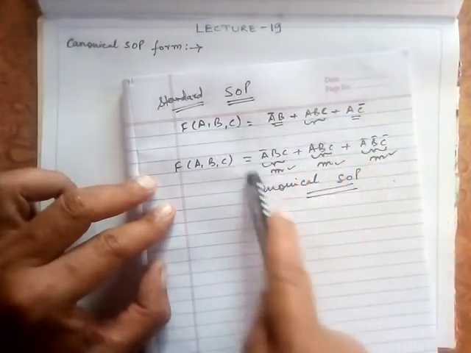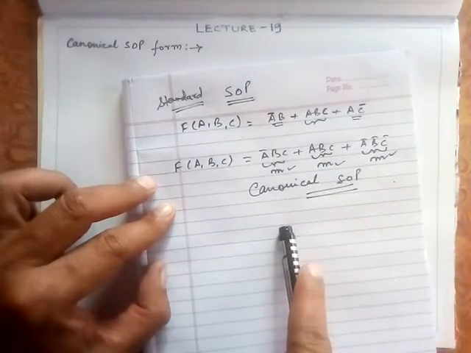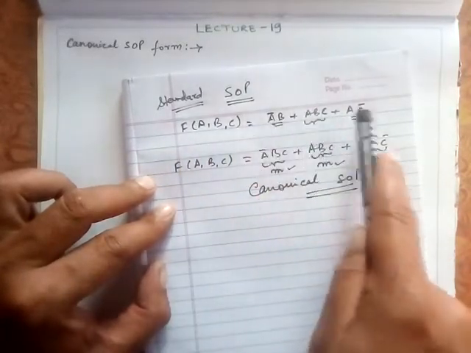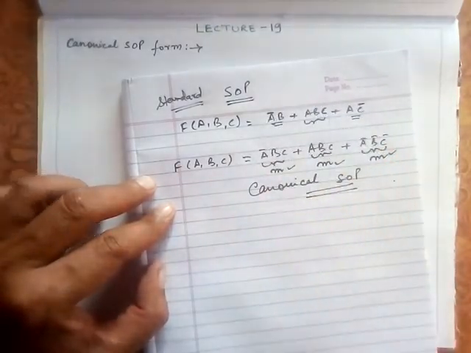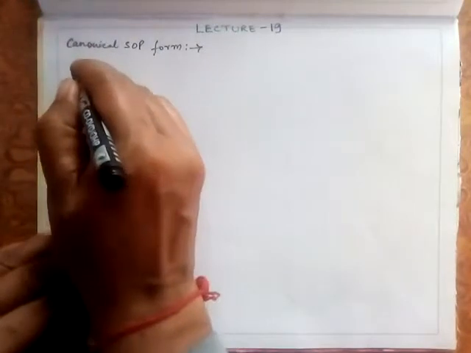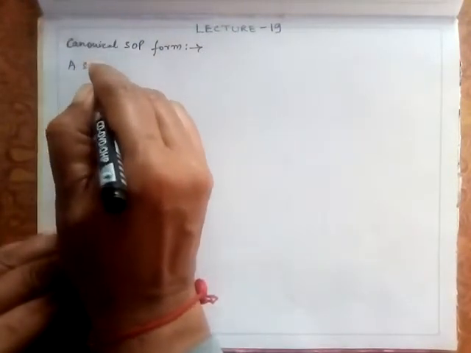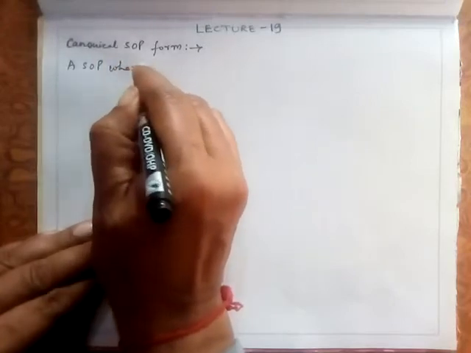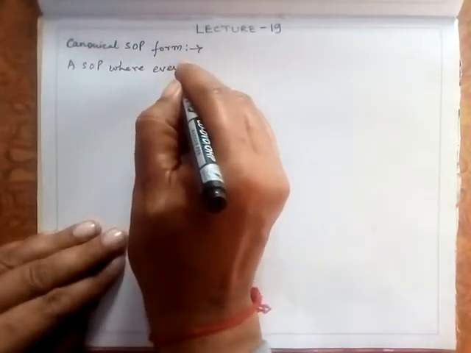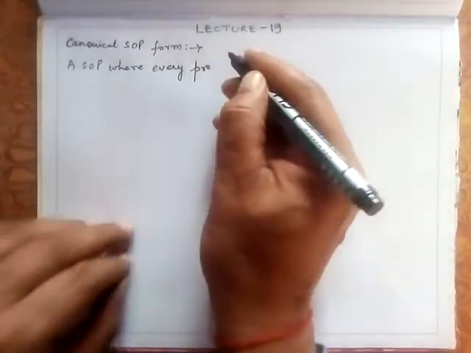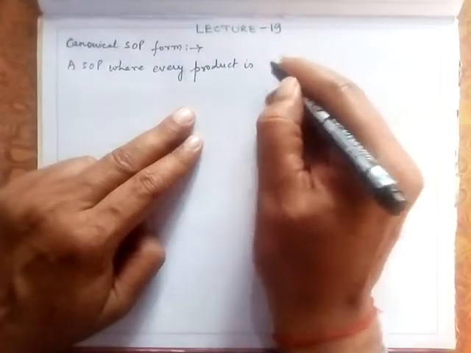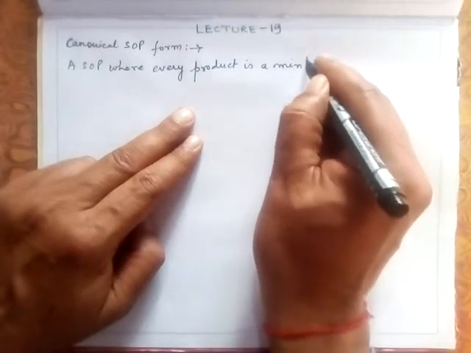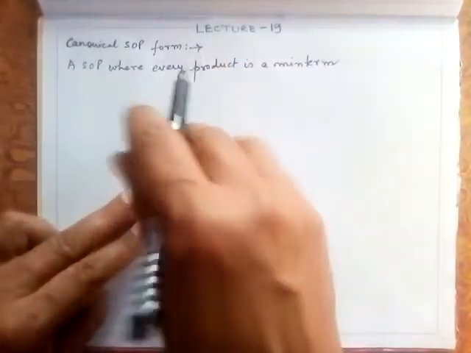Canonical SOP form is a SOP form where every product is a minterm. In the standard SOP form, every product was not a minterm. Only this was a minterm, this was not. So if I define it, what is a canonical SOP form? A SOP form, a sum of products, where each product is a minterm. I hope that this is clear to you.